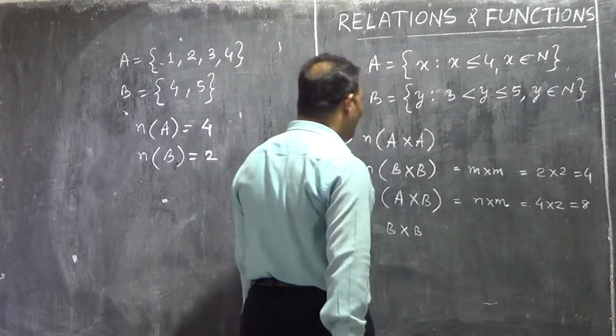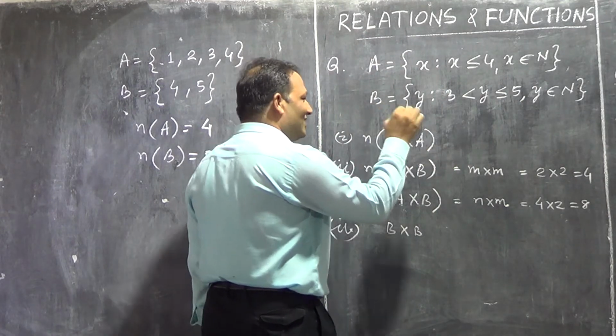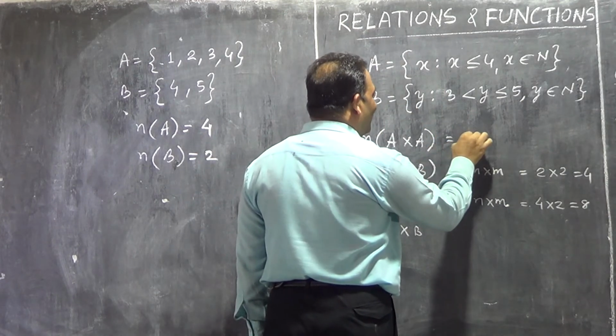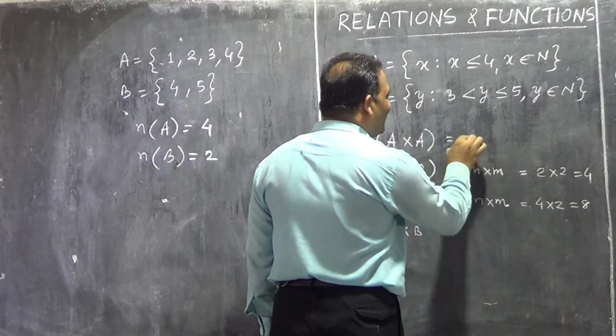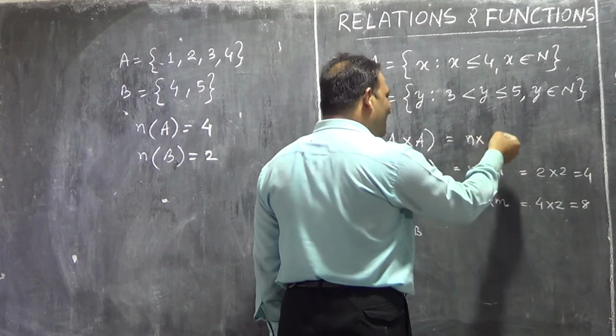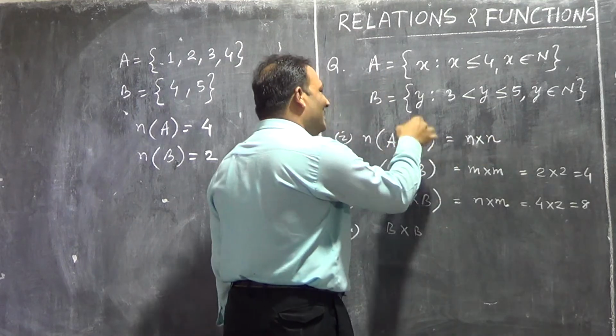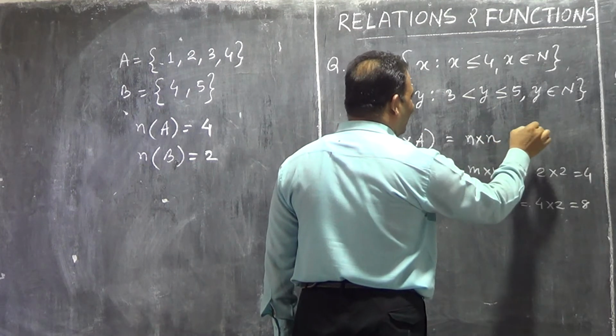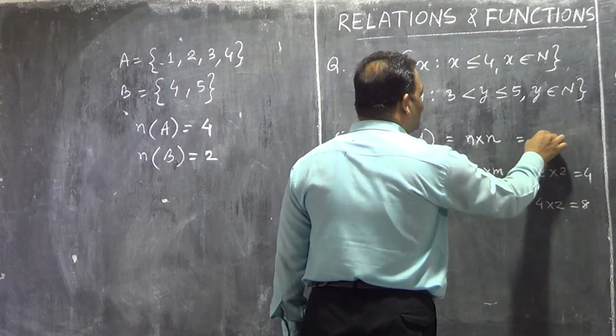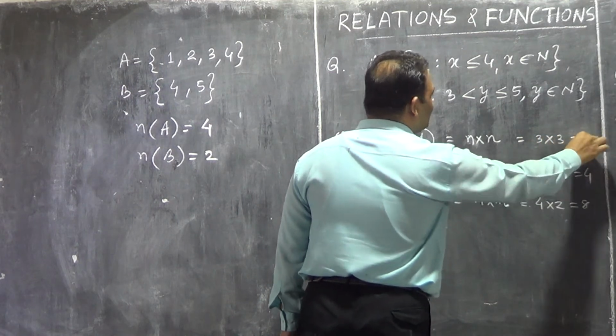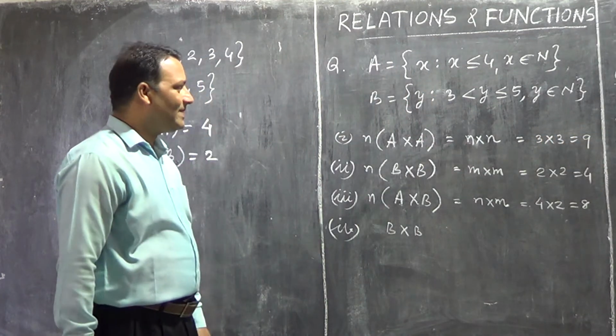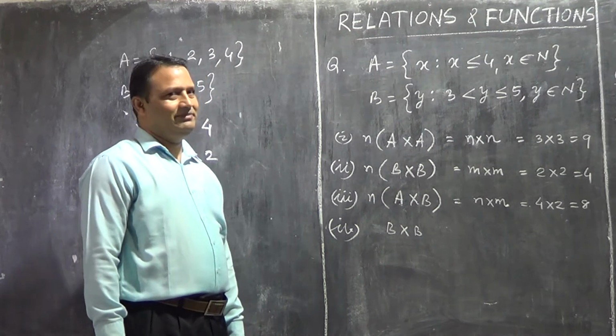2 into 2, 4. Number of elements in A cross A. A has how many elements? 3. That is n into m. That is n into n. I will write n here because it is A cross A. I will not write m. So here 3 into 3. That is 9 elements. So 3 into 3, 9 elements.